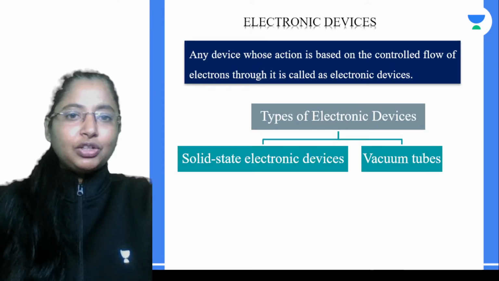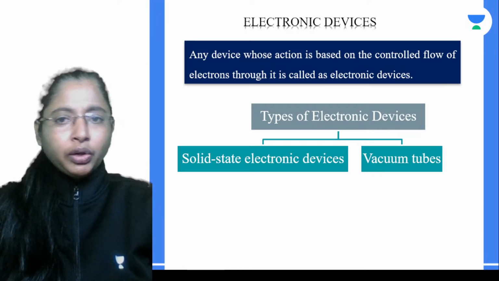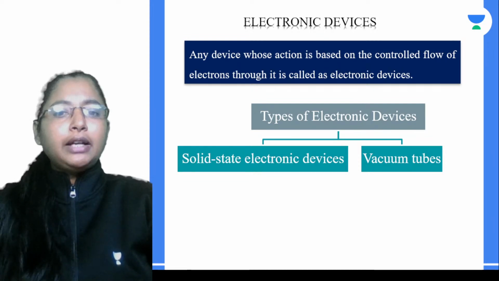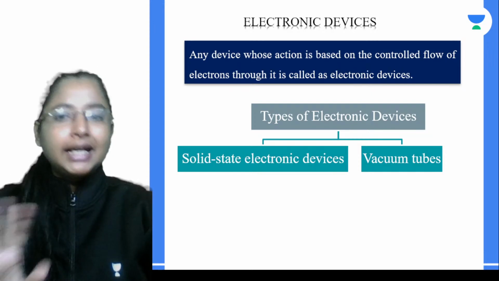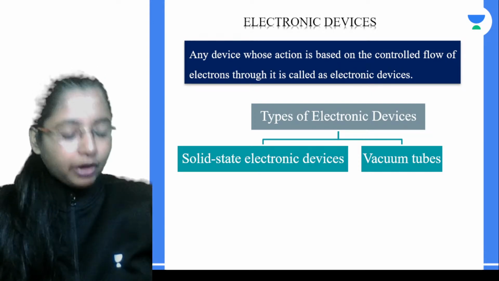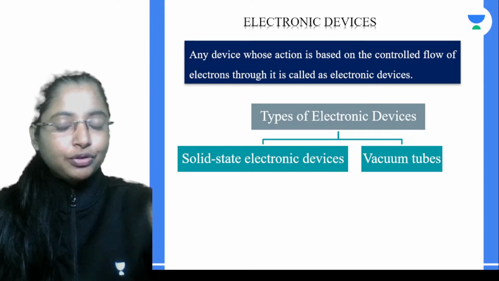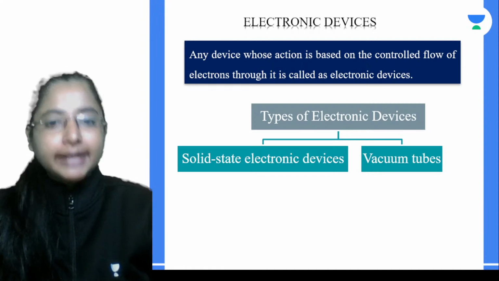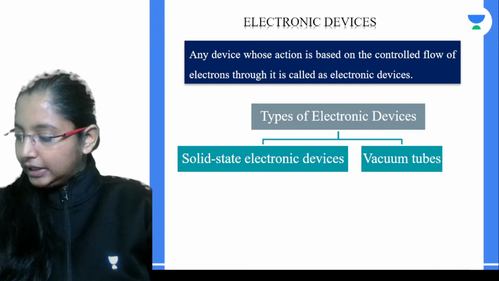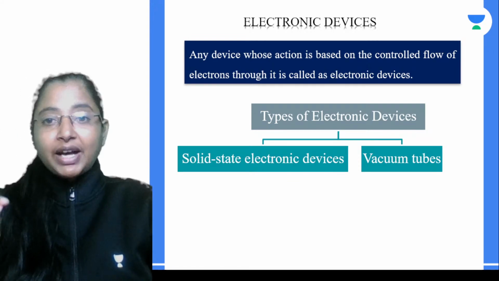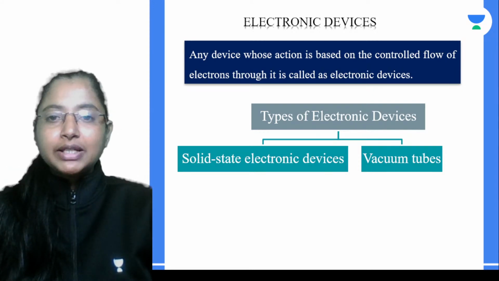So, the basic definition of an electronic device. Any device whose action is based on some controlled flow of electrons is basically an electronic device. The branch of physics which deals with the study of such devices is called electronics. Electronic devices are the building blocks of any circuit.